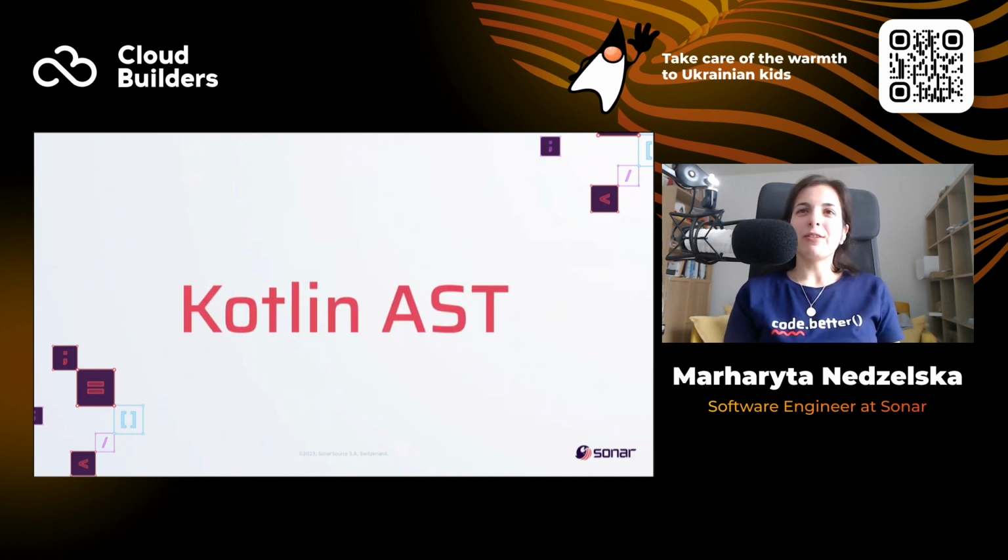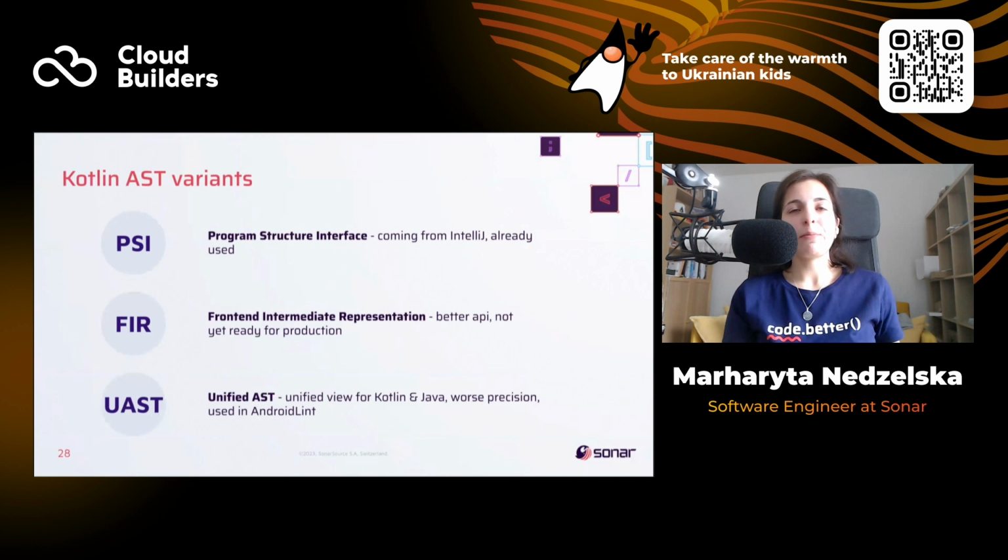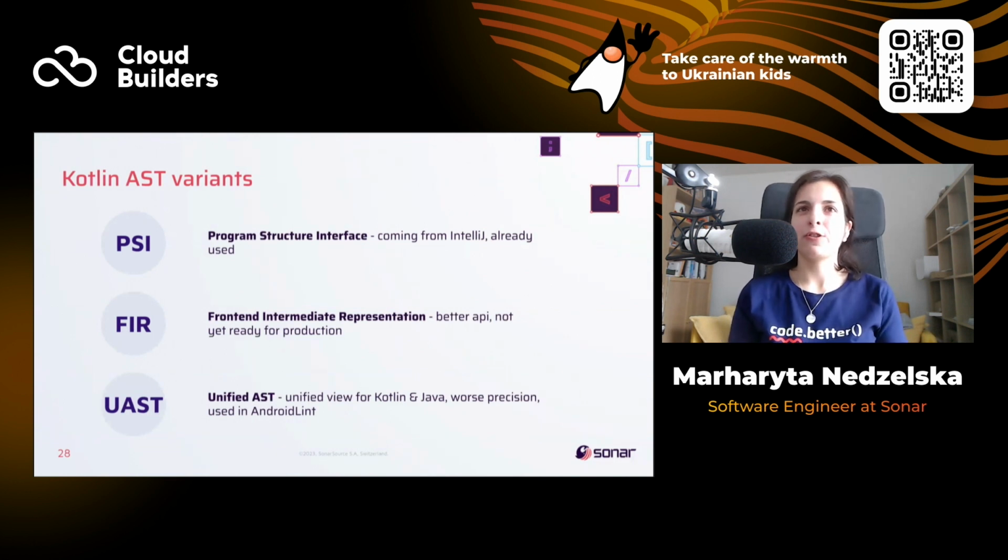So I'm talking a lot about Kotlin AST. Let's go a little bit deeper to discover what it is. When I'm talking about Kotlin AST, there are three possible variants, maybe more, but three most commonly used. First of all, it's the Program Structure Interface. It's an interface coming from IntelliJ that the Kotlin compiler is kind of built on. And if you ever added support of a language into IntelliJ, you probably used it. And that was actually one of the parts already used in our existing analyzer.